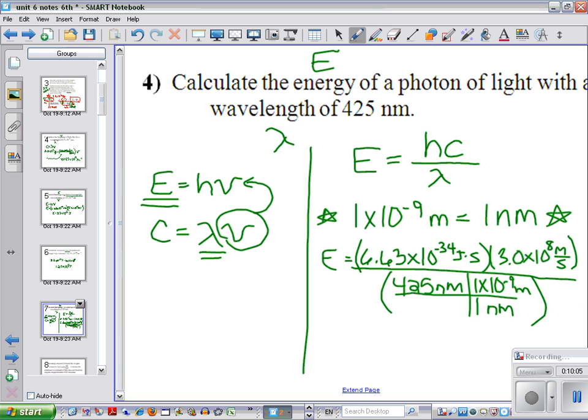So now we can see here that nanometers canceled. We're left with meters on the bottom, which is going to cancel with our meters up on the top. And then our seconds are going to cancel, leaving us just with joules, which is the unit of energy. So we know we've done something right. And when you plug this into your calculator, I end up with 4.68 times 10 to the negative 19 joules. If you had done it the other way and first solved for frequency and then plugged that in and solved for energy, you should have gotten the exact same answer.